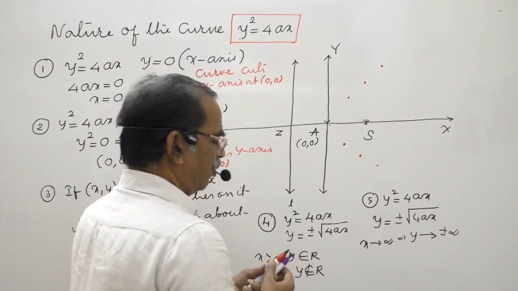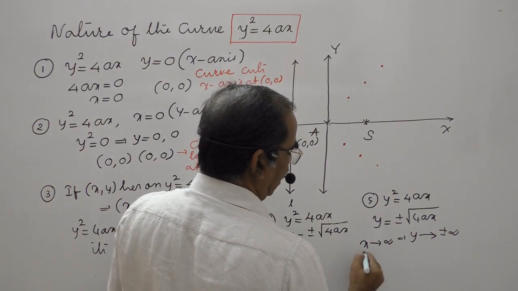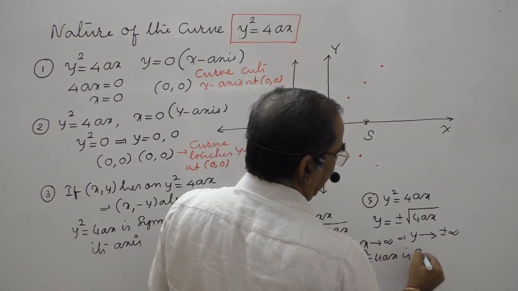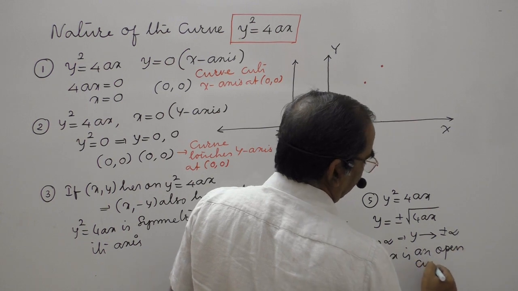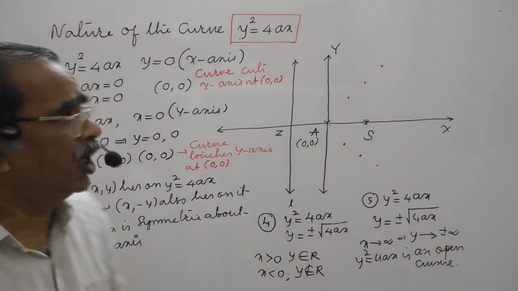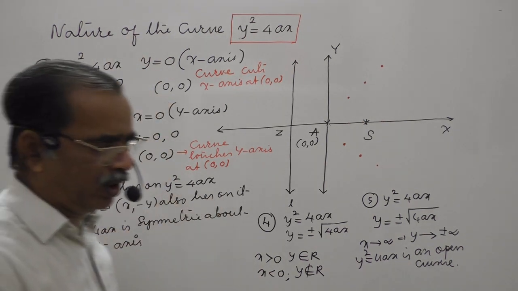What is this? With point 5 we can say that the curve y square equal to 4ax is an open curve. This is an open curve. Yes, we have seen the nature of this once again. Why have we seen 5 points here?